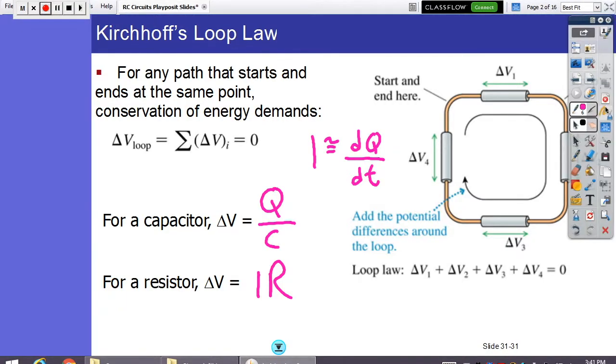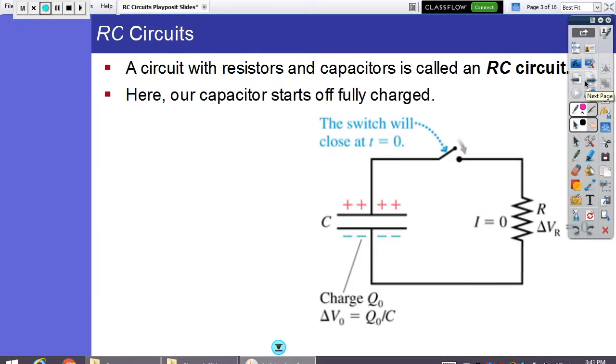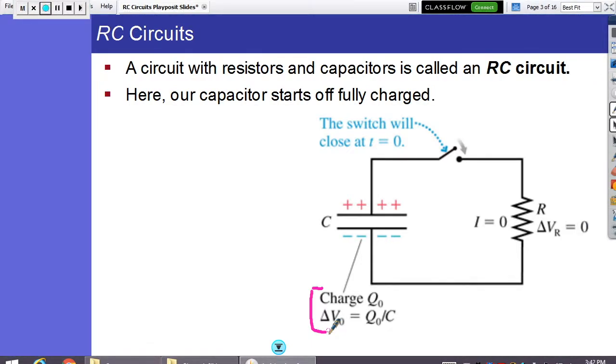All right, so here's an RC circuit. In this RC circuit, we're going to take a capacitor that's already fully charged. We'll talk about how that happens in a moment. But we take a capacitor that's fully charged, so it starts off with some charge Q0 on it. And we're about to close this switch in order to connect it to this resistor.